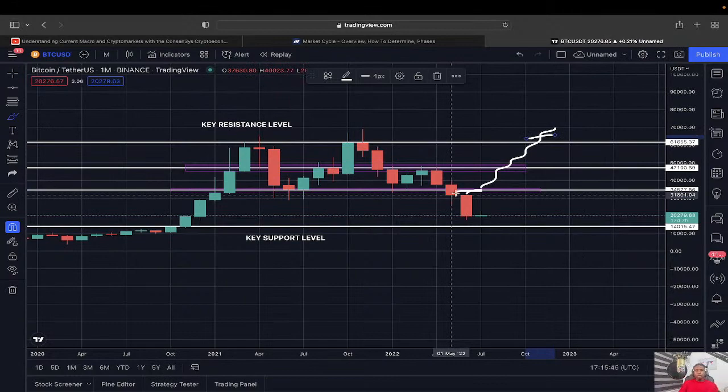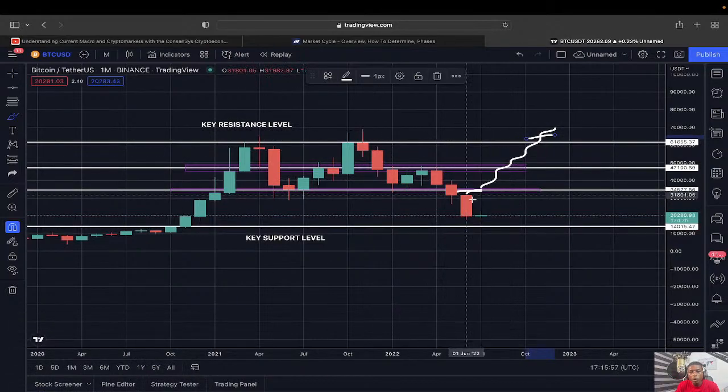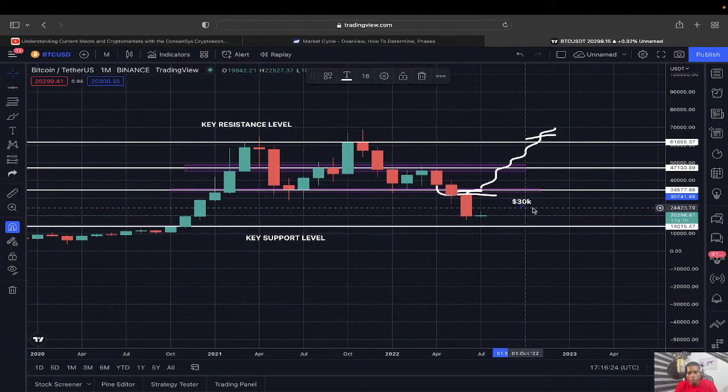But surprisingly, with the combination of the macroeconomic environment effect on the Bitcoin market, what happened? We saw a continuous fall in price. And with this continuous fall in price, the market broke out of that key level. That key level that analysts, traders and investors were watching is the 30k region.